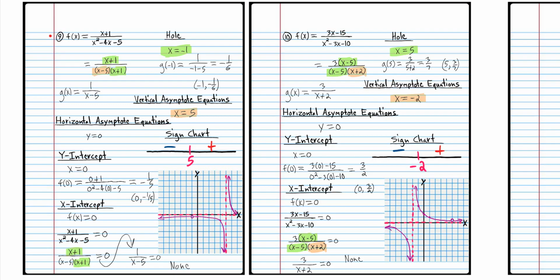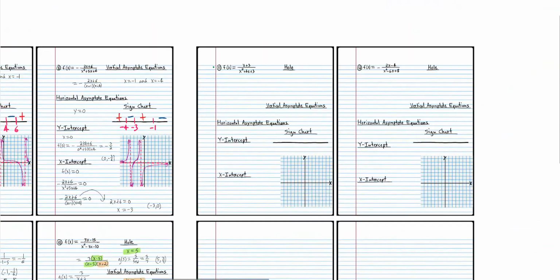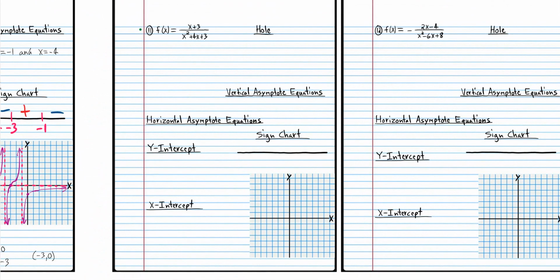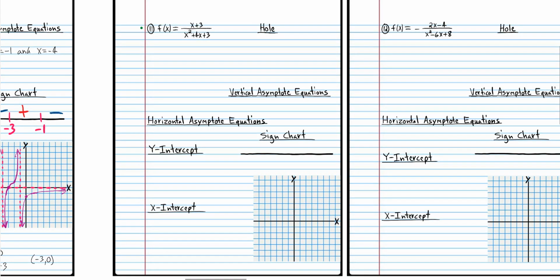And I want you to try number 11. And so we have proper form. The rational function's in proper form, so that means there's going to be a horizontal asymptote on the x-axis. And then you need to factor the denominator and use the factor that cancels out to help you find where the hole is. And the factor that doesn't cancel out, that's going to tell you where the vertical asymptote is. So try number 11. When you come back, we'll do it together.